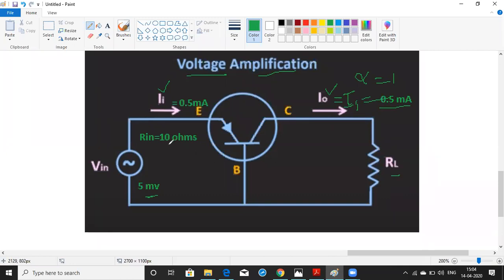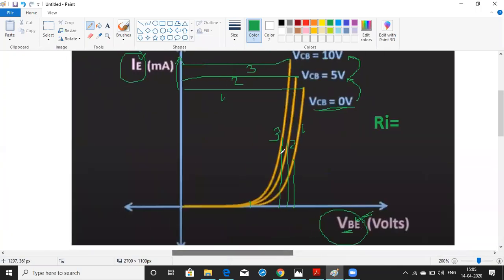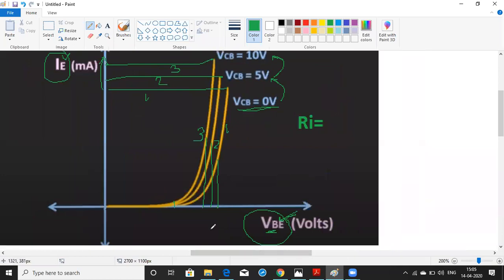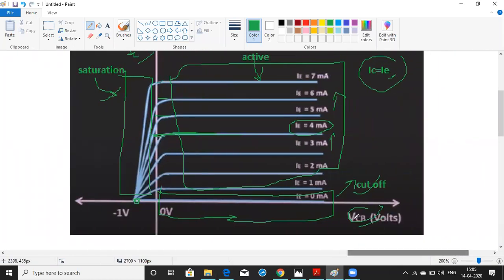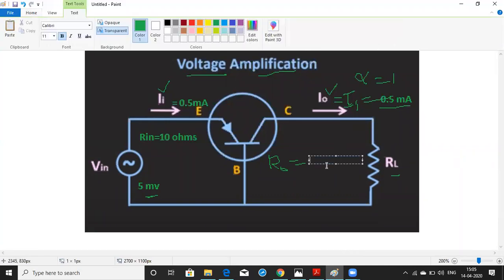The output resistance is not so low, it is a very high resistance. You can calculate the input resistance and output resistance from the input characteristics and output characteristics. From this one you can calculate the input resistance, delta VB divided by delta IE. Here you can calculate the output resistance, which is delta VCB divided by delta IC. If you compare, this resistance is very high compared to the input resistance. So the output resistance will be approximately 100 kilo ohms.